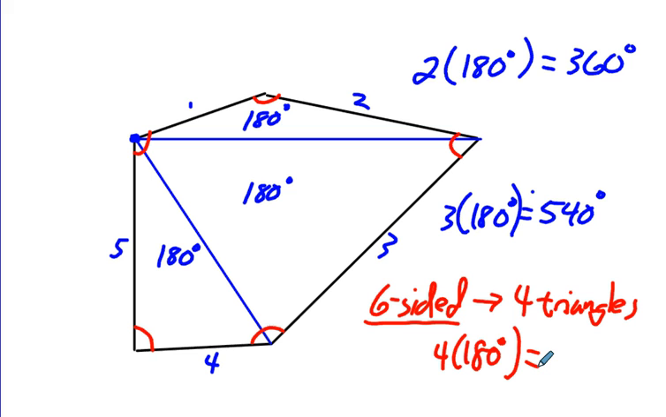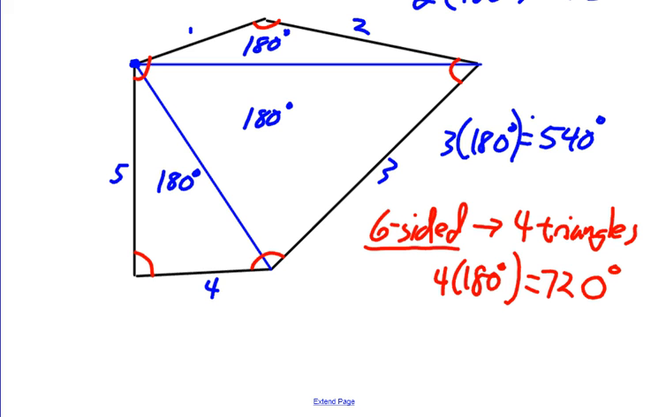So for any six-sided shape, I would have 4 times 180 degrees equals... I don't remember what that is off the top of my head, I'm drawing a blank. 720 degrees. So for every six-sided shape, the sum of the interior angles is always going to be 720 degrees. All right, so that's our rule, that's our pattern, and that's going to lead to our formula.